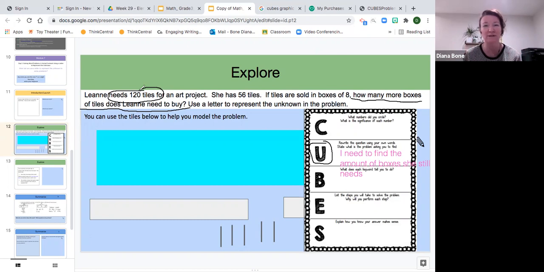That's so important in choosing an operation, because then you can tell if you're adding or multiplying, because you can't add boxes to tiles. So make sure you have them circle not just the number, but also the unit. And it says tiles are sold in boxes of 8. Then you come over here and have your kids jot down that she has or needs. I always have them jot down not just 120 tiles, but what they understand about 120 tiles.